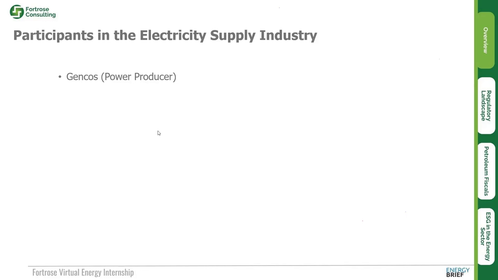We have the generation company, that is the power producer. These companies generate electricity through either natural gas or hydropower. I'm sure you must have heard of Geregu Power that is owned by Femi Otedola. That's an electricity generation company, because it uses natural gas to produce electricity. The companies managing these facilities are called generation companies because they are power producers.